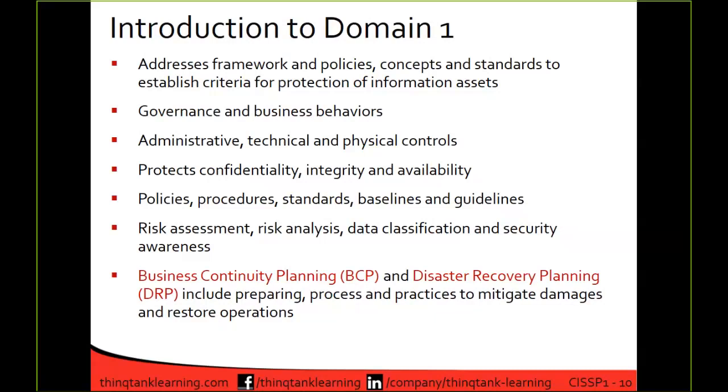The whole point of these controls is to protect confidentiality, integrity, and availability, what we call the CIA triad. And we'll talk more about that in the lesson, right?